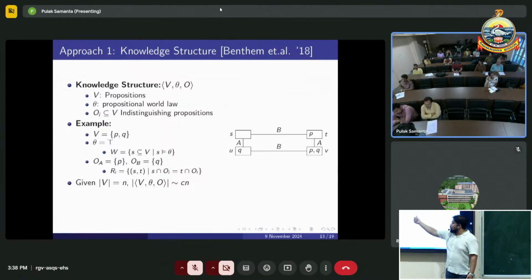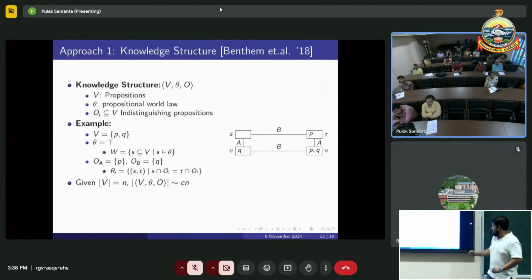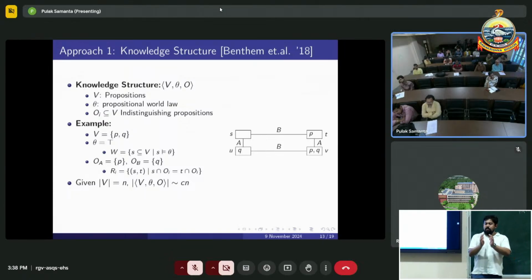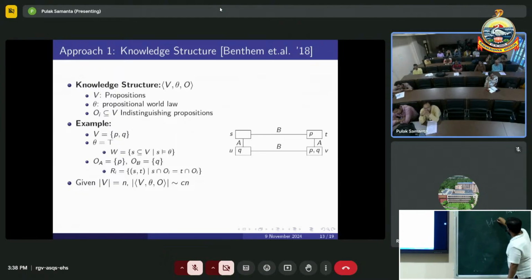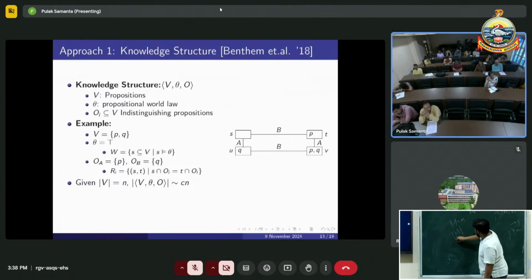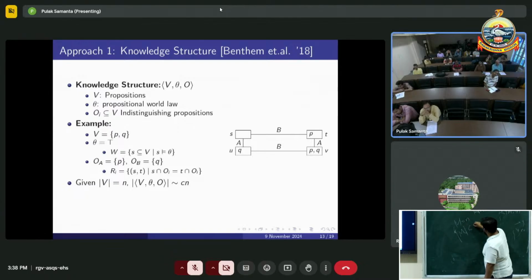This is telling that the size of the knowledge structure will be very small. In other words, for those who are not getting this, say you have been given V of n propositions, and the worst case Kripke model size can be 2 to the power n. Forget 2 to the power n, say the worst case is some size m. So you are given V, which is n many, and the worst case model from this same V is some m.